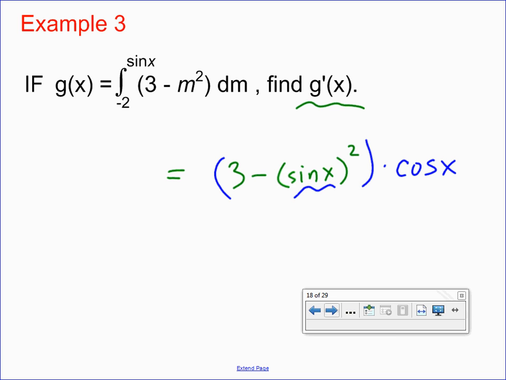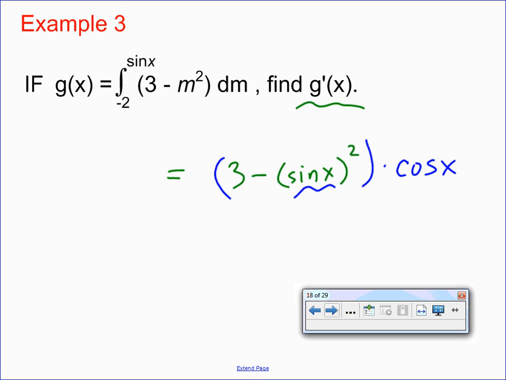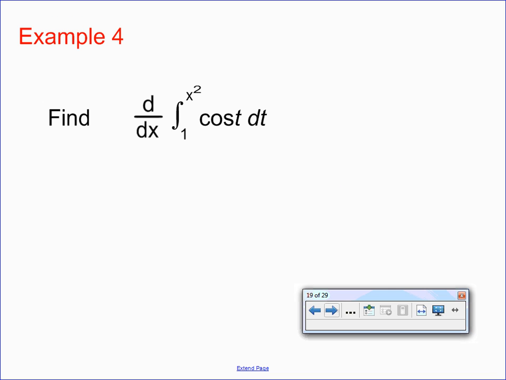So it's the integrand function evaluated at the upper limit times the derivative of the upper limit. This is true no matter what that constant is on bottom.